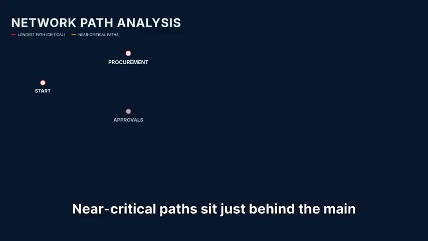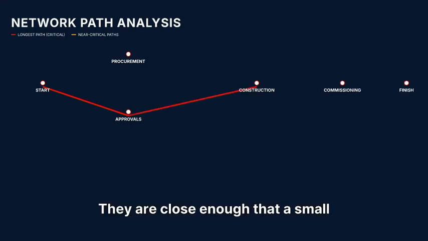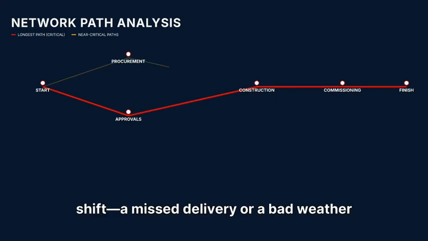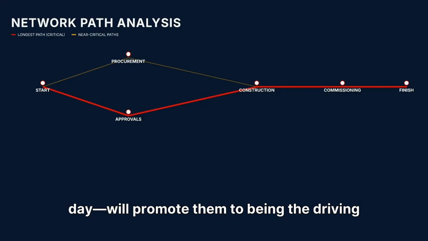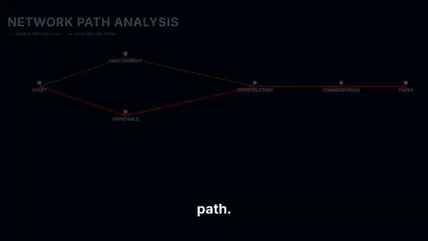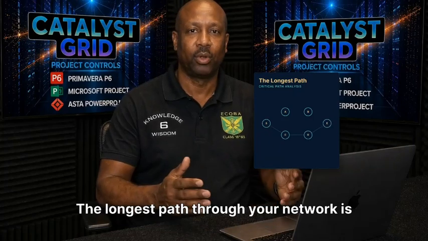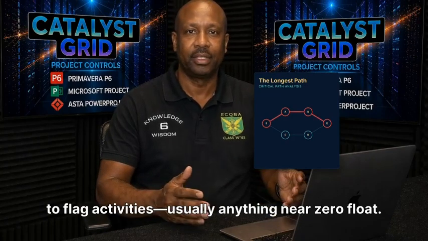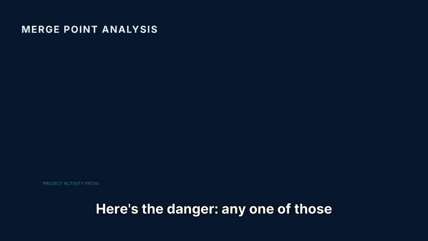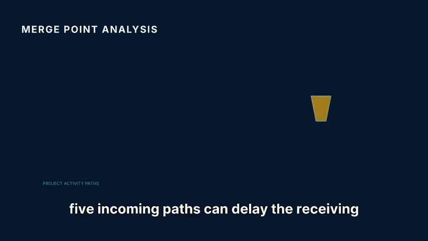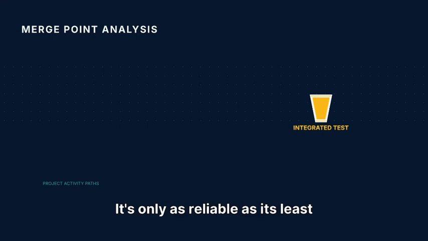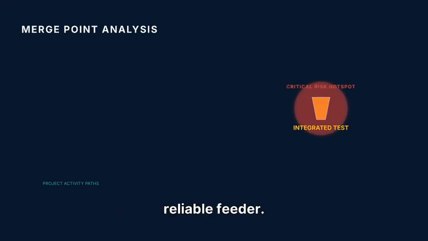Near-critical paths sit just behind the main one. They are close enough that a small shift, a missed delivery, or a bad weather day will promote them to being the driving path. Start with the fundamentals. The longest path through your network is what drives your finish date. But most tools use total float criticality to flag activities, usually anything near 0 float. Here's the danger. Any one of those 5 incoming paths can delay the receiving activity. It's only as reliable as its least reliable feeder.